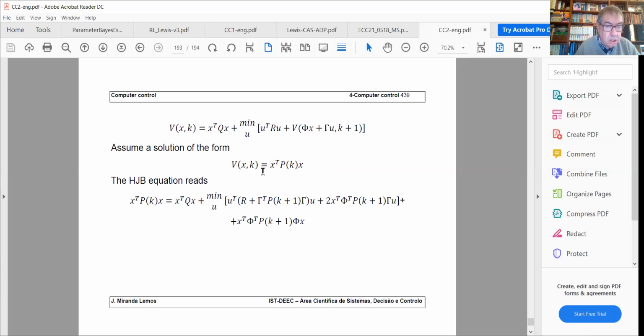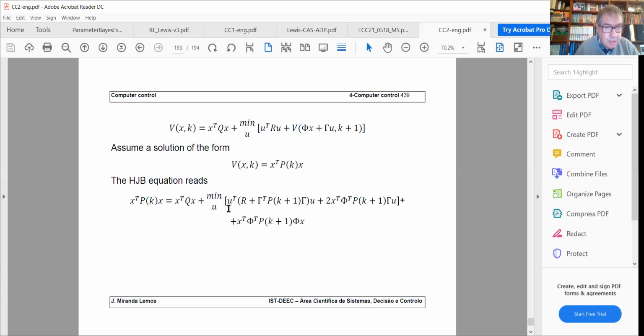So what do we do? On the left, I write the value as x transpose P of k x, where x actually is x of k. Now we have x of k transpose Q x of k. And that's a terminal condition. This is the terminal condition; x is here at n, so it's not affected by u.